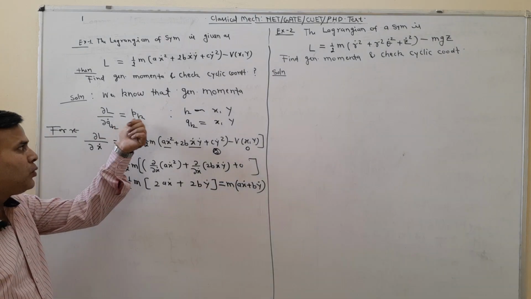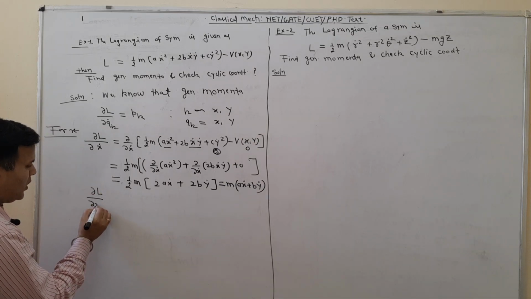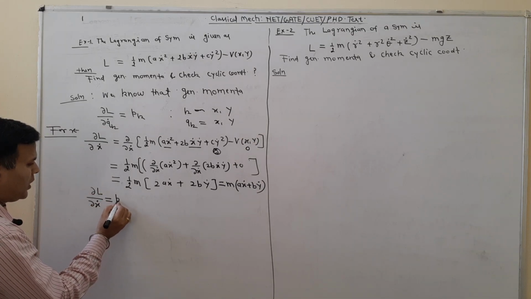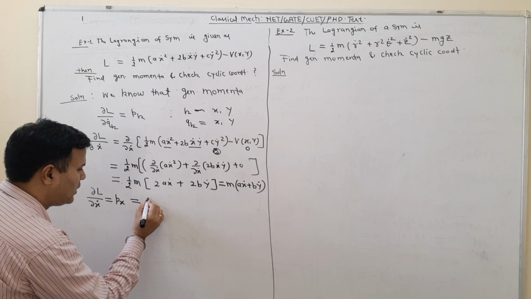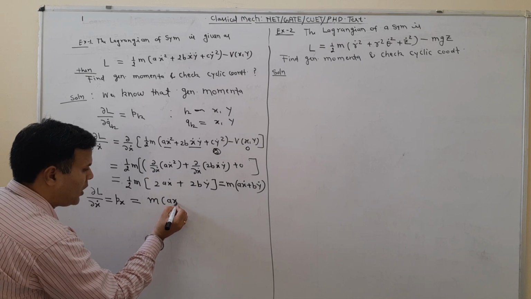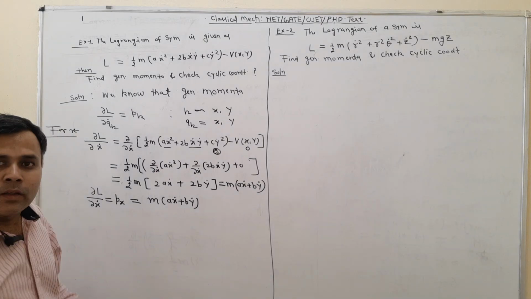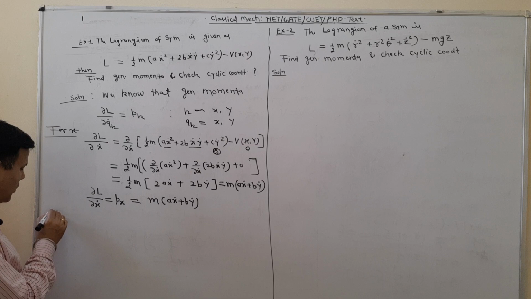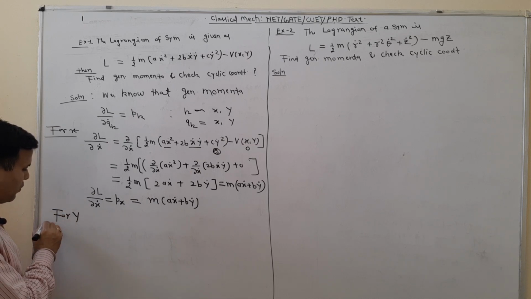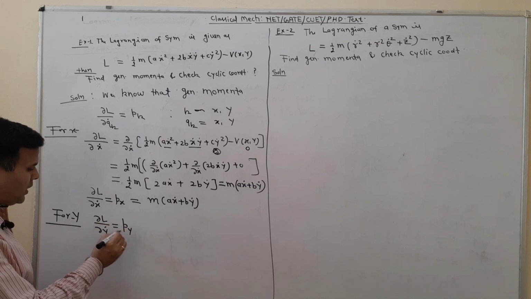So ∂L/∂q_k dot is p_k. Therefore ∂L/∂x dot is simply p_x, and its value from here is m (a x dot + b y dot). So this corresponds to p_x. Now, if we evaluate for the y coordinate, we have ∂L/∂y dot, which is p_y.